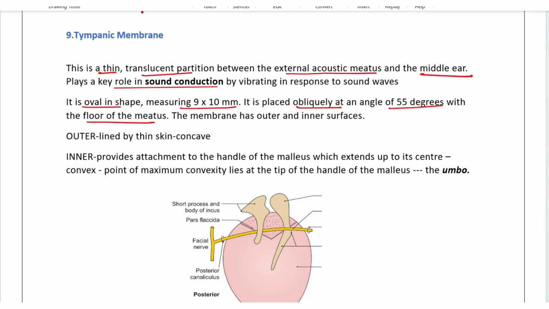The membrane has 2 surfaces, the outer surface and the inner surface. Outer is thin and it's lined by the skin, which is concave in shape. The inner portion provides attachment to the handle of malleus, which extends up to its center. It's convex in shape. The point of maximum convexity is called the umbo. After this, we will just draw a small diagram.